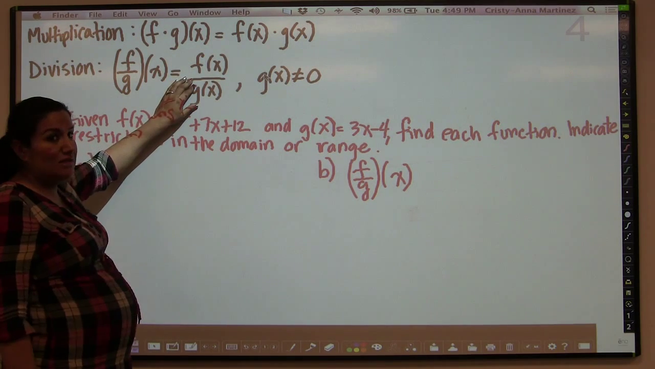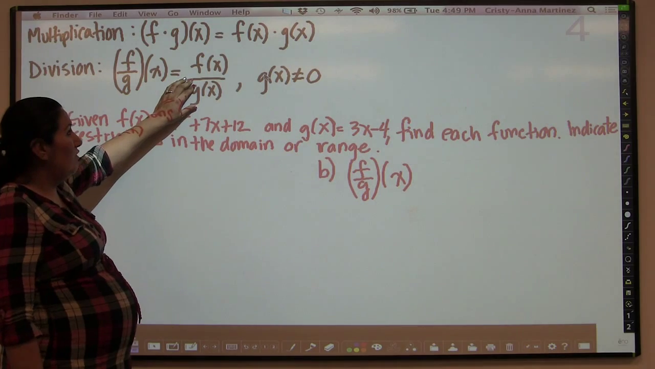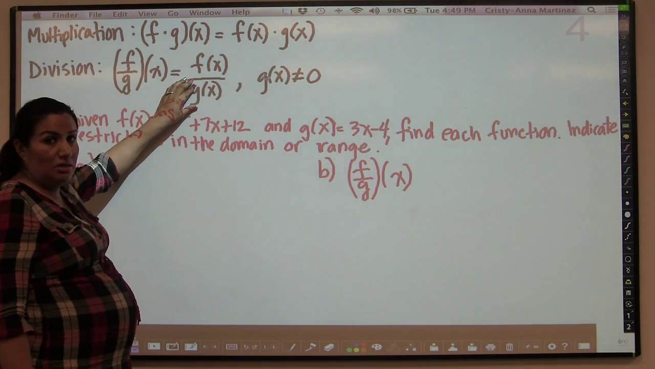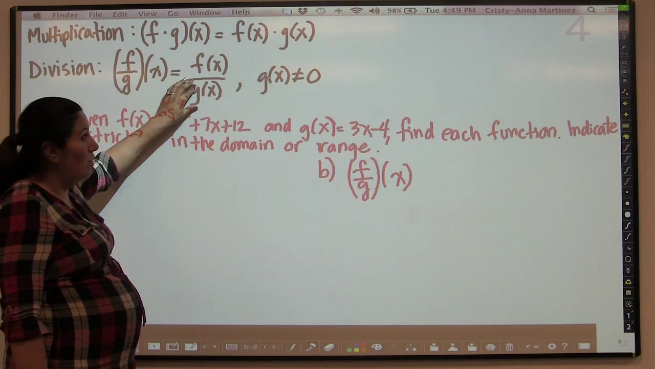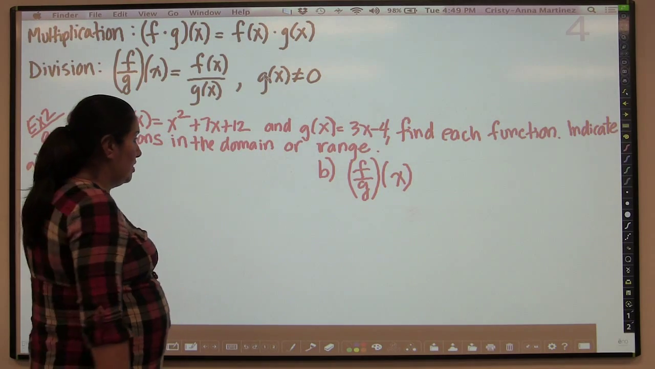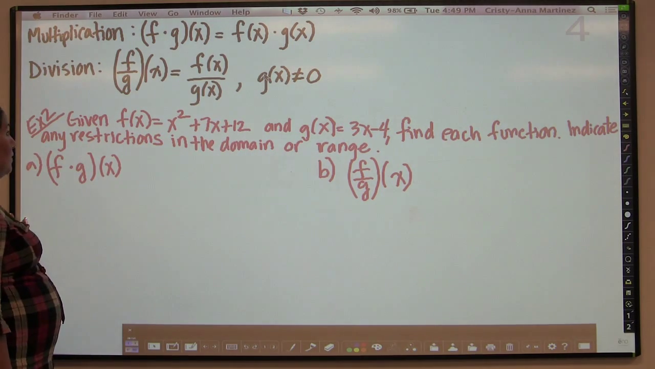And because you're dividing, this is where the domain does become an issue. Whenever you're dividing by a polynomial, you want to make sure that the bottom is not equal to 0. You can't divide by 0, so we want to make sure that g of x is not equal to 0. So we have an example here.